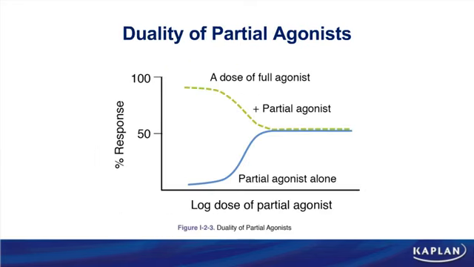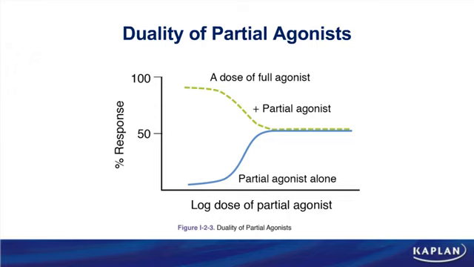This graph shows what's called the duality of partial agonists. You see, in the body, partial agonists can actually have different types of actions. By definition, a partial agonist can stimulate the receptor. It can act as an agonist, after all.